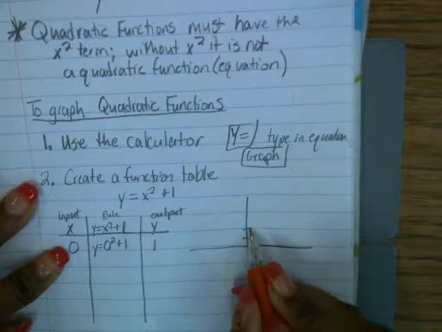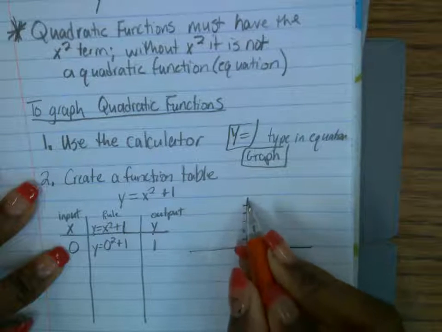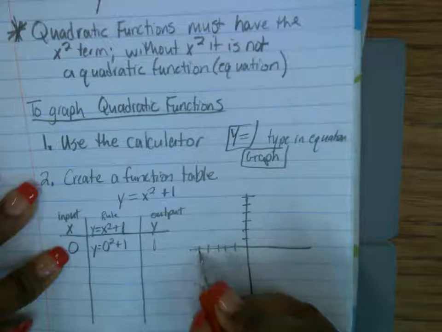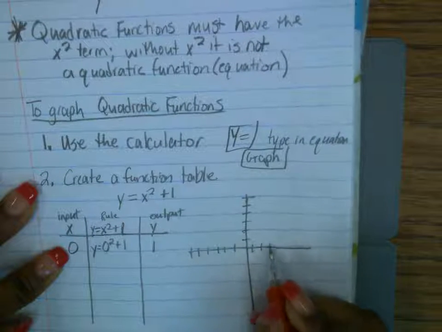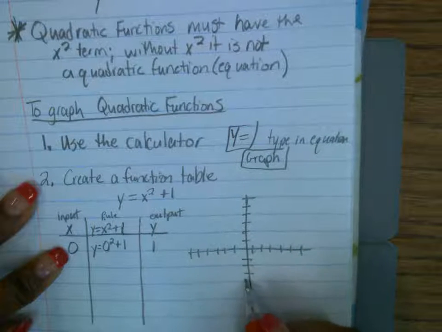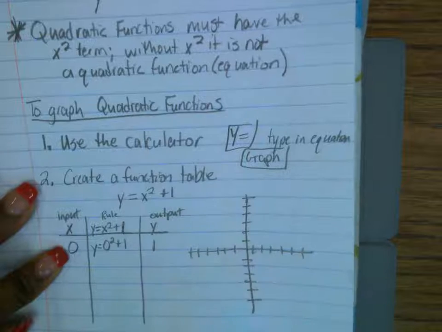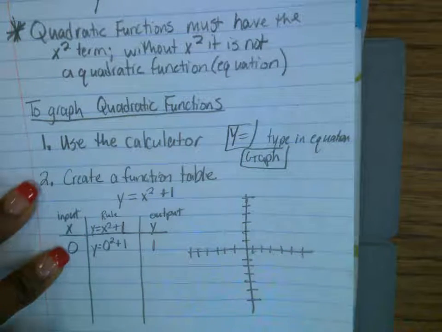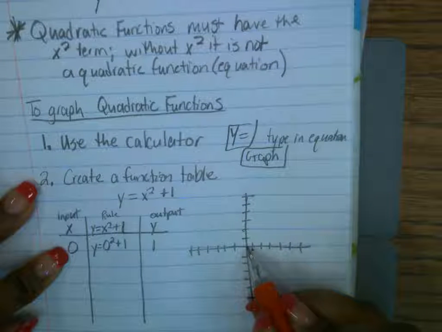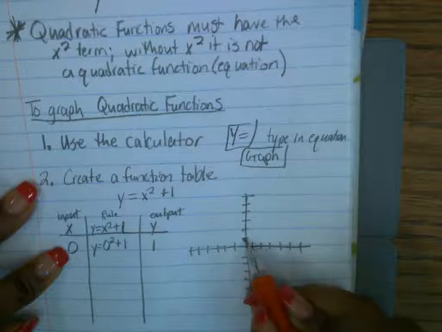I'm going to go 1, 2, 3, 4, 5, 6. Okay. All right. So now I'm going to graph (0, 1). So 0's here on the x and go up 1.